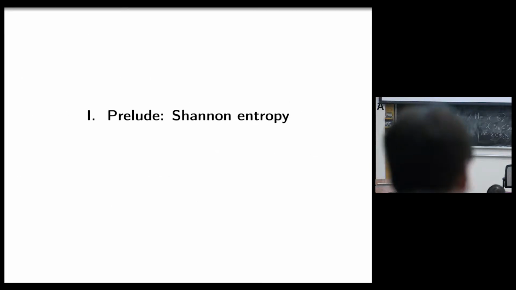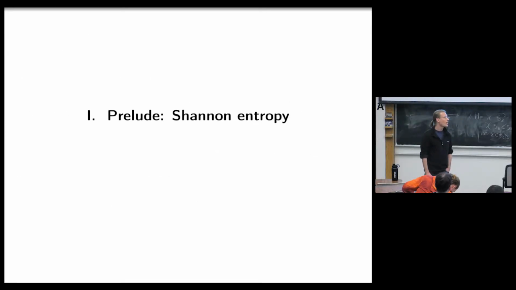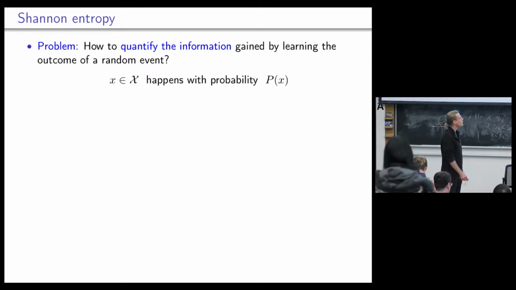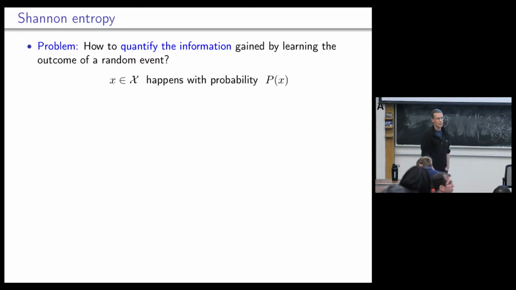OK, let's start. So to warm up, I will talk about something that probably most of you have seen at some point, which is Shannon entropy. So the question which started information theory, basically, and what Shannon asked in 1948, is how to quantify the information gained by learning the outcome of a random event. Right? So the possible outcomes are in a set X. They happen with some probability Px.